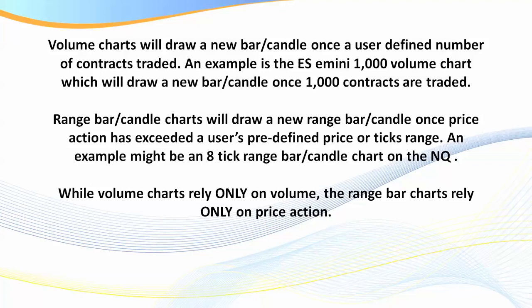Another type of candle I really like, particularly on the ES, as most of my traders are aware, is volume charts. Each new bar or candle will form after 1,000 contracts have been traded. Now if we consider range bars or candles, which is what we're talking about today, a new candle will plot once price action has exceeded a user's predefined price or tick range. An example might be a tick range in this particular case on the NQ, which we're about to have a look at.